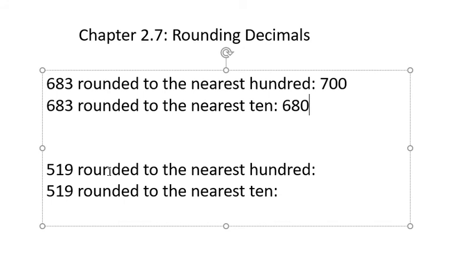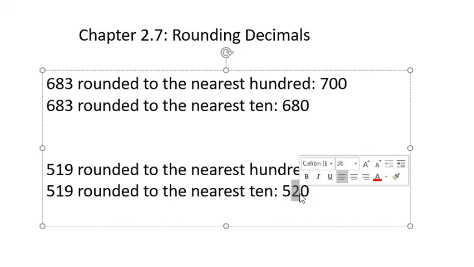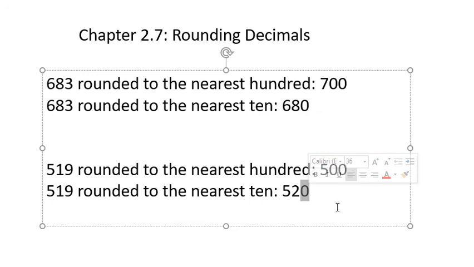Let's continue with another number. 519 rounded to the nearest 100. So here's the 5. So that's the 100 column. So we're going to look one to the right, and that's a 1. That is 4 and below. So we're going to round here to, for the nearest 100, 500. And for 519 rounded to the nearest 10, we're going to round this to 520. So now we have our 2 in the tens column. So everything to the right of what we are rounding to will be a 0.